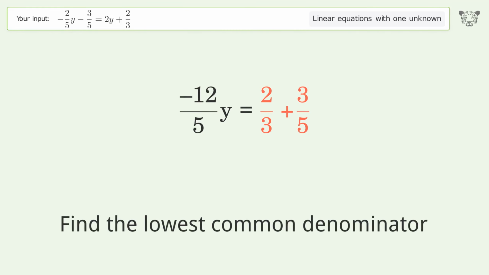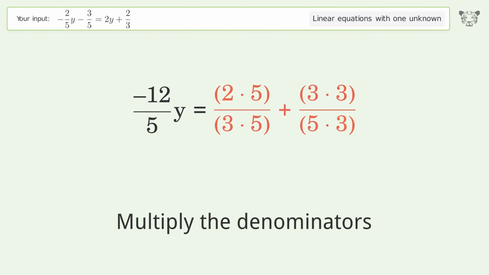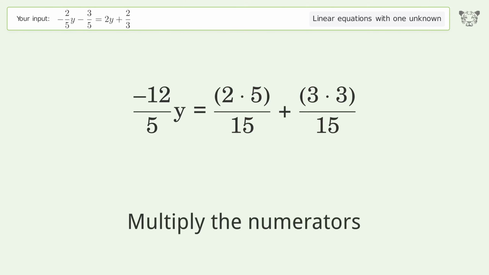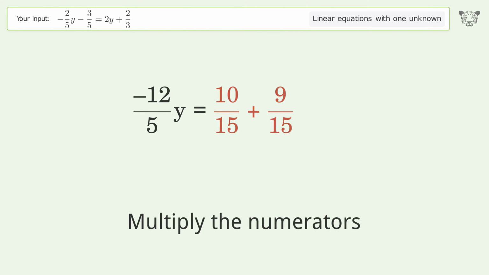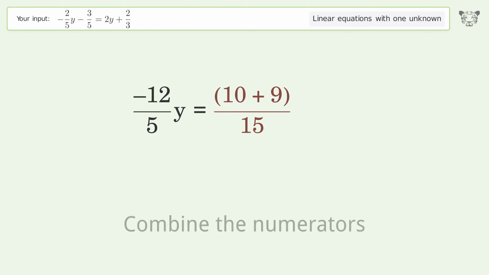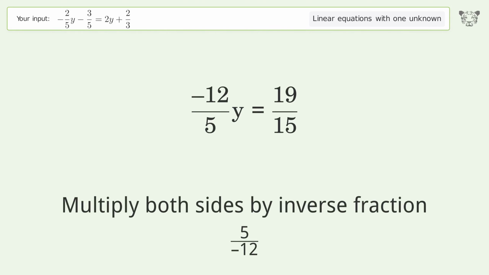Find the lowest common denominator. Multiply the denominators. Multiply the numerators. Combine the fractions. Combine the numerators. Isolate the y. Multiply both sides by inverse fraction 5/-12.